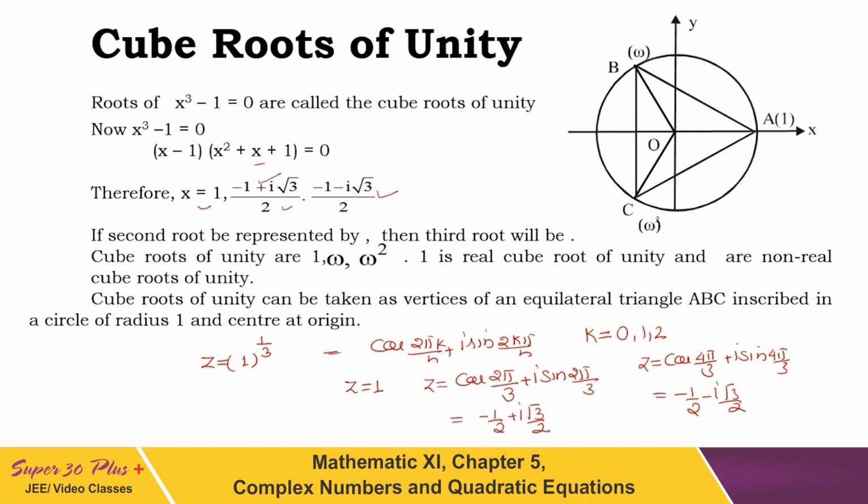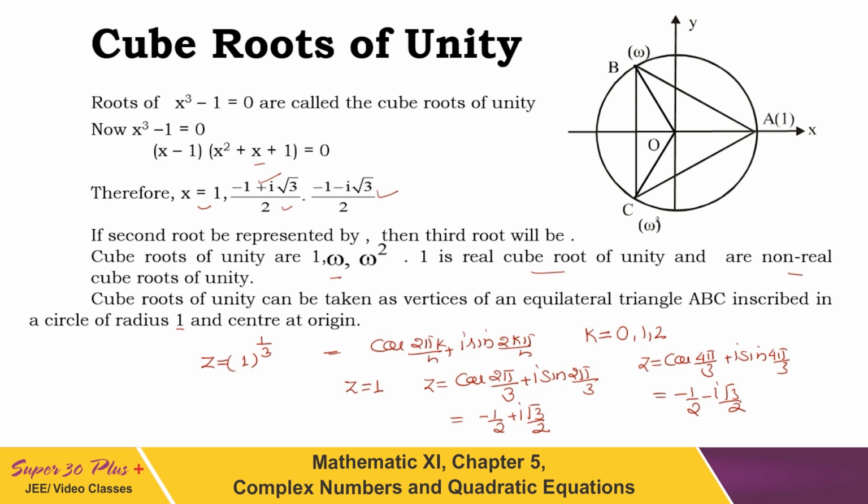These are the cube roots of unity. If the second root is represented by omega, then the third root will be omega square. Cube roots of unity are 1, ω and ω². One is the real cube root of unity and the others are non-real cube roots of unity. Cube roots of unity can be taken as vertices of an equilateral triangle ABC inscribed in a circle of radius 1 and center at the origin.